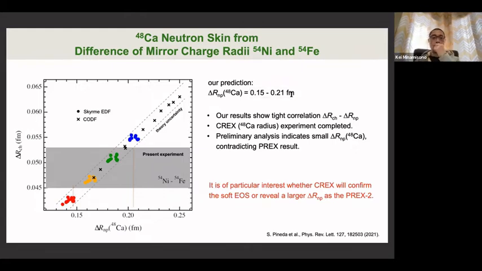And this is definitely smaller compared to lead-208. I don't believe the CREX result has been officially published, but there was the DNP talk last fall, and they showed a preliminary analysis. And that comes out looking inconsistent with the PREX lead-208 result. So I think at this point, it's very interesting to see how the CREX result comes out.